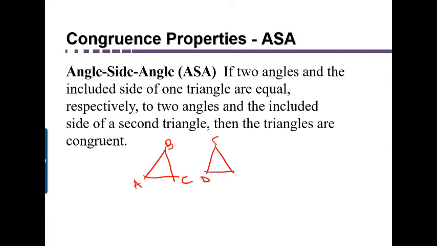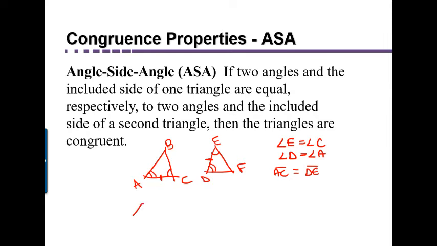This one's DEF. Let's suppose that we know that angle C and angle A match up with angle E and angle D. And we know that the side between the angles are equal as well. So we have angle E is equal to angle C. We have angle D is equal to angle A. And then we have the side in between, AC, is equal to DE. So we can apply angle, side, angle, and we know that these two triangles are congruent to each other.